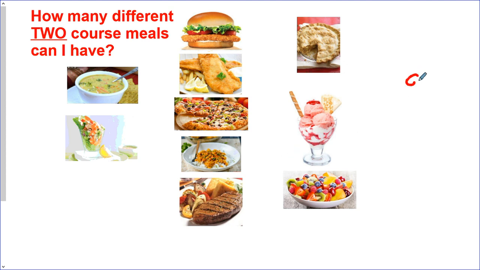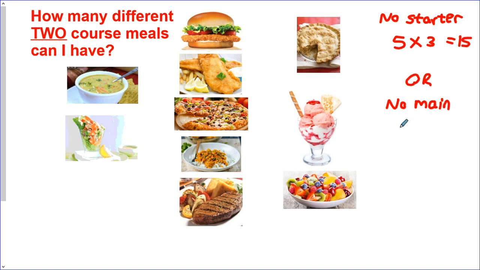So what we need to do now is look at the different possibilities. And so I could either have no starter. Now, if I have no starter, then there are going to be 5 times 3, because I've got a choice of 5 mains and 3 desserts. There'll be 15 possible different meals. Or I could have no main. Now, if I have no main, then I go from starter, the choice of 2, to dessert with a choice of 3, and there's 6 possible 2-course meals that I could have like that.